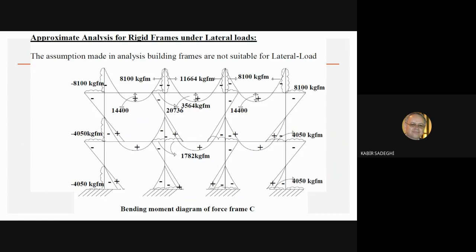Therefore, this diagram is found by considering the approximate analysis for rigid frames under the gravity load. The gravity load was from top to bottom, downward, and it was due mainly to dead load and live load. We consider the distributed load; it may be concentrated load as well, doesn't matter, you can calculate that. But don't forget, if there is one, you should find the location of the collection point.